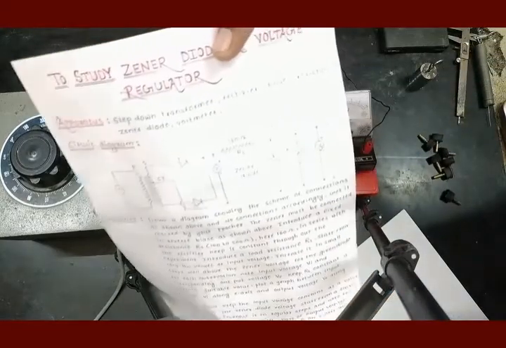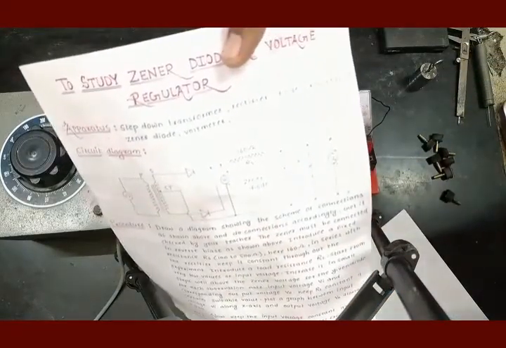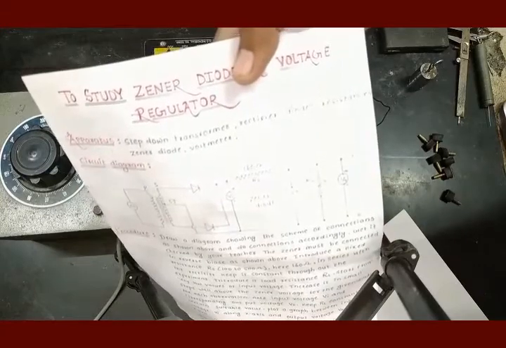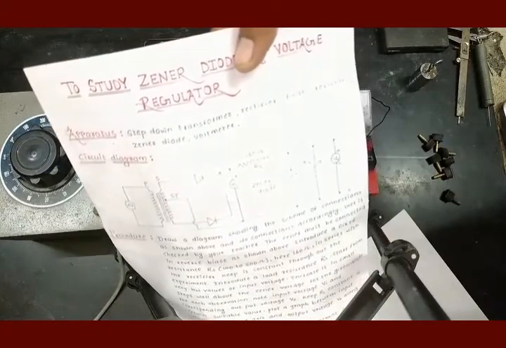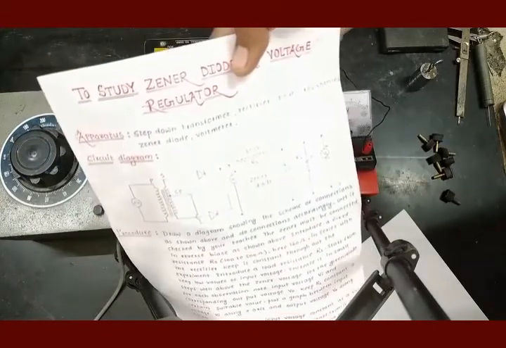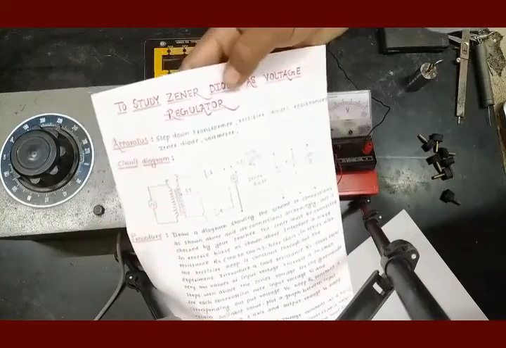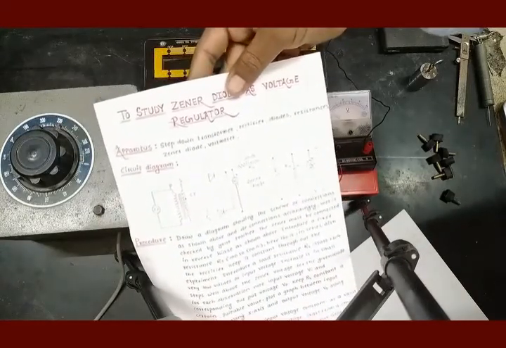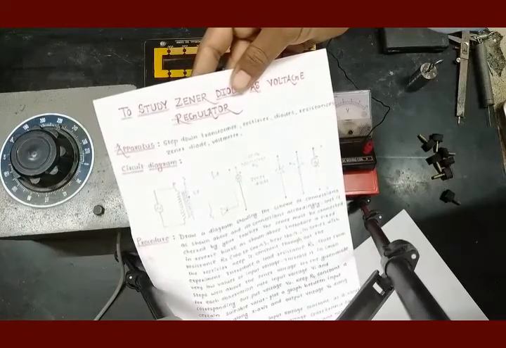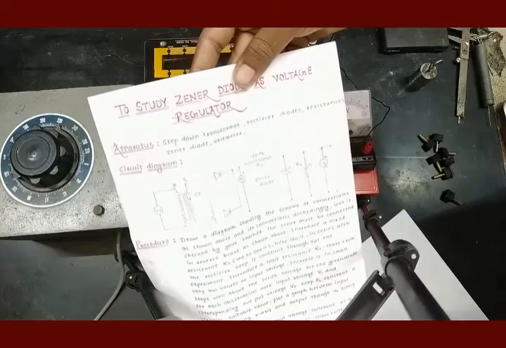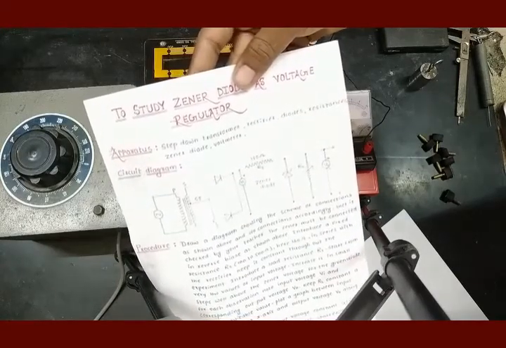We have used a Zener diode in the circuit diagram. This is the Zener diode. It is used as voltage regulator. Now what is the meaning of voltage regulator? A voltage regulator controls the current coming at the output. It also controls the voltage coming at the output.